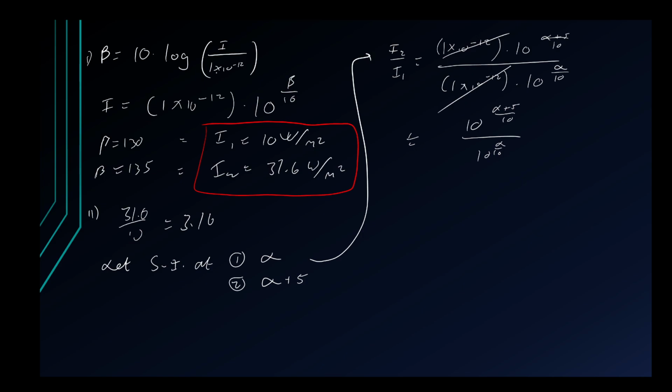From there, because we're dividing powers that have the same base, we can just subtract the powers. Alpha over 10 cancels with alpha over 10, and we're left with 5 over 10, which is just 1/2. So the ratio is 10 to the power of a half, or the square root of 10. We can see this in our example, because the square root of 10 is about 3.16.